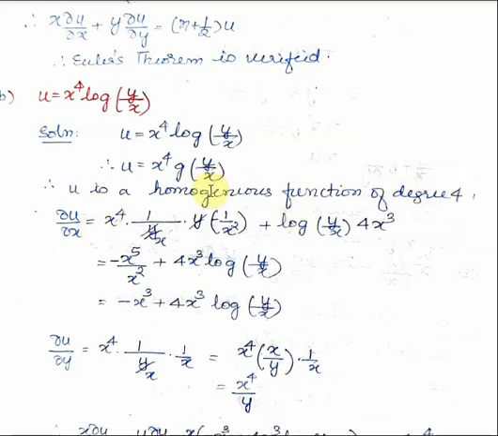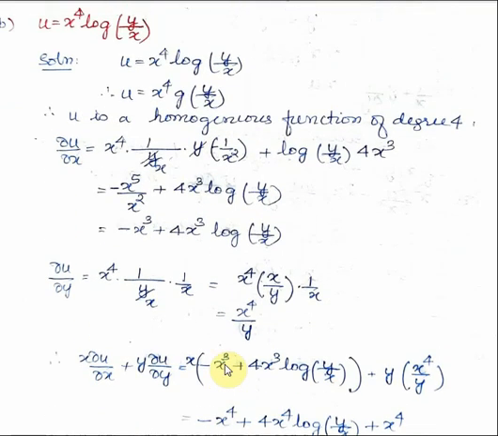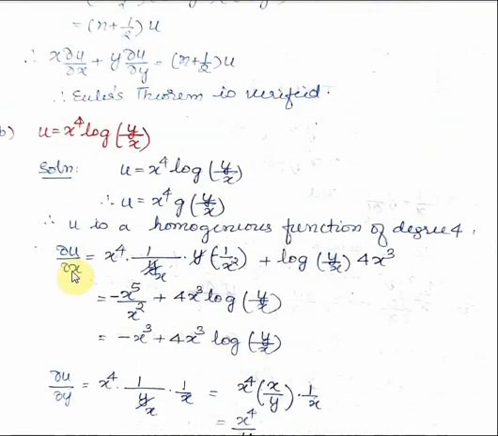Therefore, I should get in my Euler's theorem x dou u by dou x plus y dou u by dou y. I must get it as 4 into u. Then only Euler's theorem will be verified. So find dou u by dou x. Dou u by dou x becomes, x power 4 is constant.